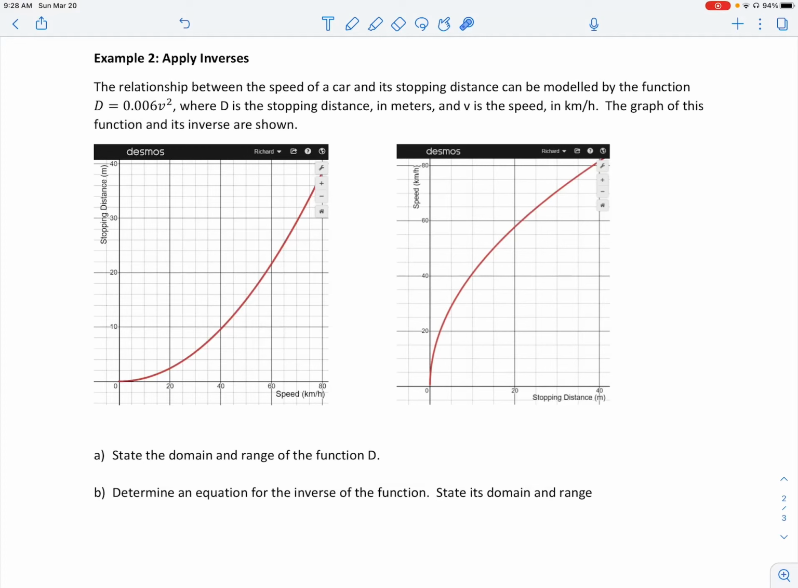Hi, welcome back to our third video for 2.7 inverse of a function. In this video, we're going to look at a real-life application for inverse functions.